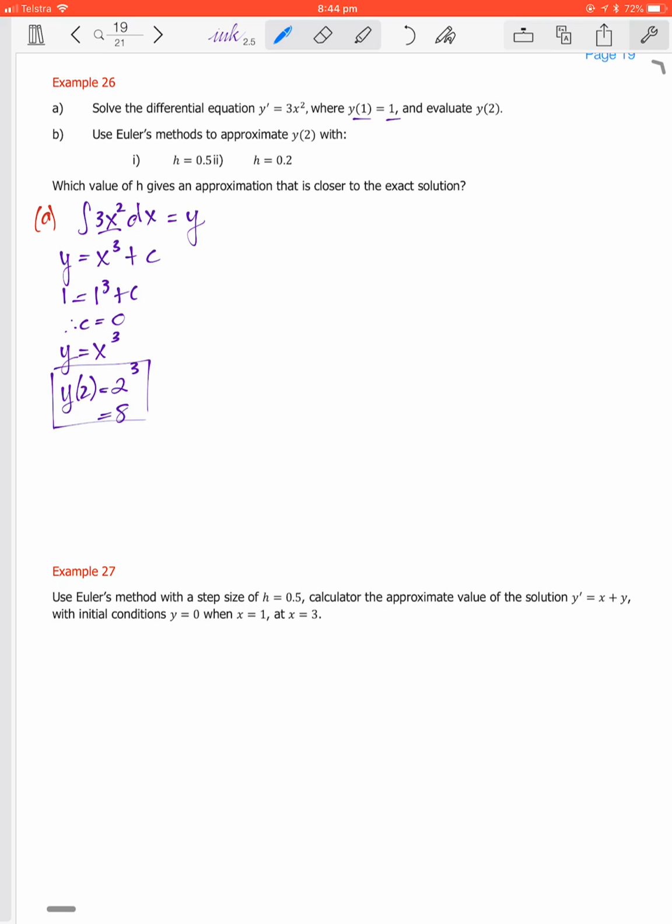Now if we use Euler's method to approximate y(2), we want to find y(2) with steps of 0.5 and then steps of 0.2. Now 0.5 isn't going to be as accurate as 0.2 because we're using bigger values of h, so it doesn't trace back as well. But let's have a look. I'm going to move our solution over to here.